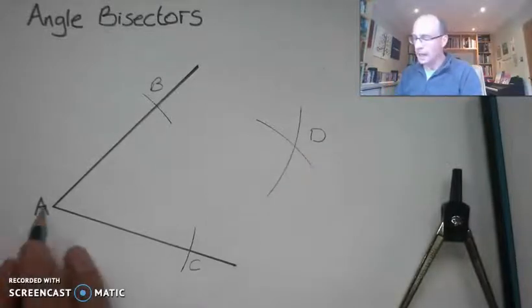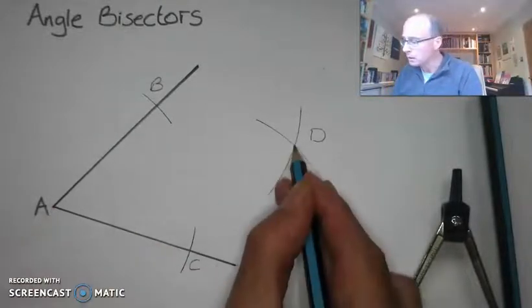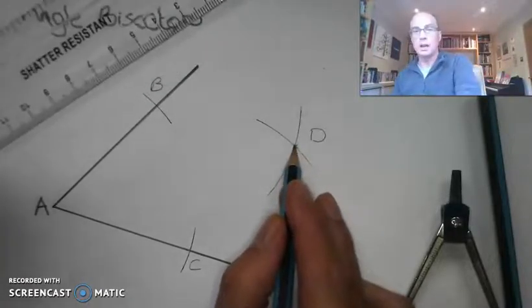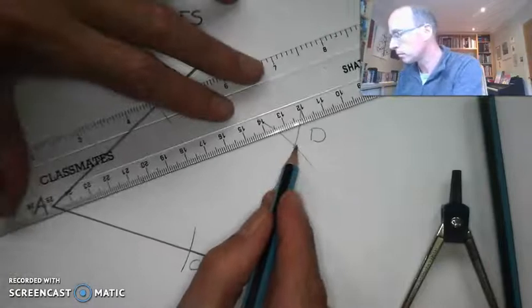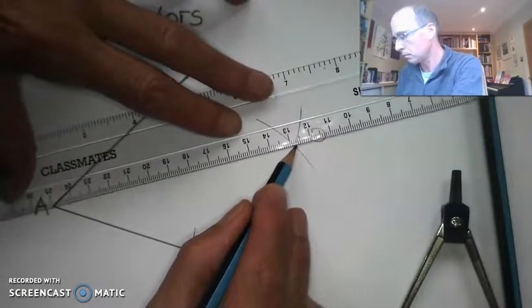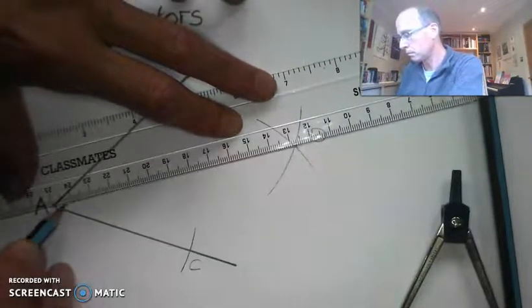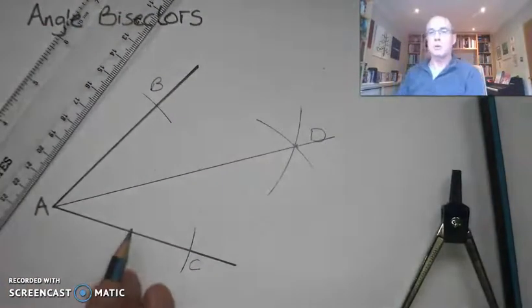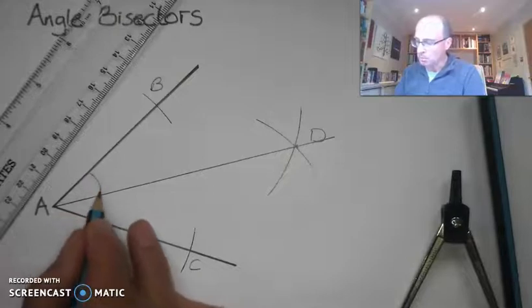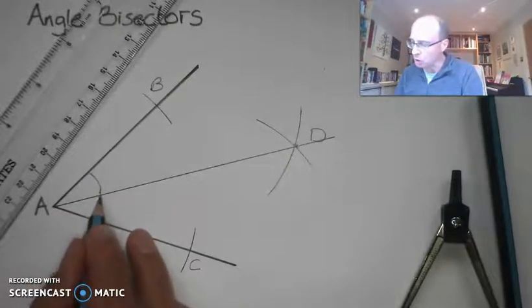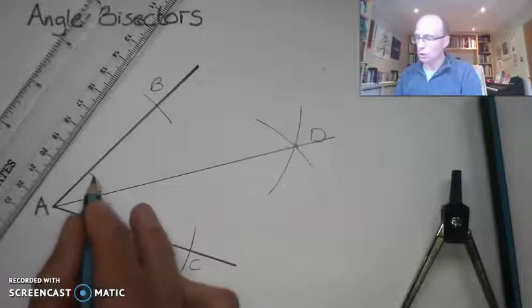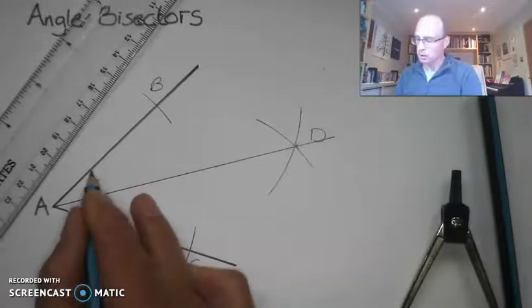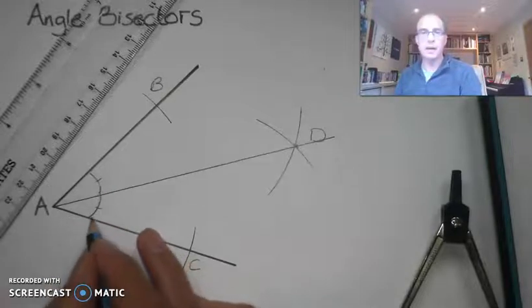And I'm going to connect up my point A and the point where those two arcs cross, D, with a straight line using my pencil and ruler. That line which we've drawn in now is my angle bisector. It has chopped this angle into two equal angles. So this angle here will be the same as this angle here.